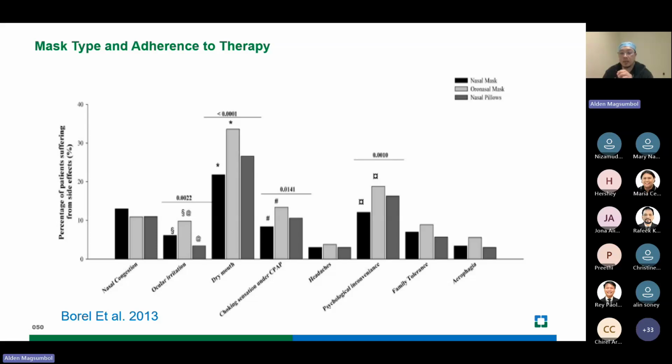Now, the graph highlights that the patients using oronasal mask experience a significantly higher incidence of side effects compared to those using a nasal mask or a nasal pillow. These side effects included dry mouth, choking sensations, psychologically perceived inconvenience. For example, dry mouth was reported much more frequently by patients using the oronasal mask, with a significant difference compared to the nasal mask, supporting the study's conclusion that oronasal masks are associated with greater discomfort and may contribute to non-adherence to CPAP therapy.